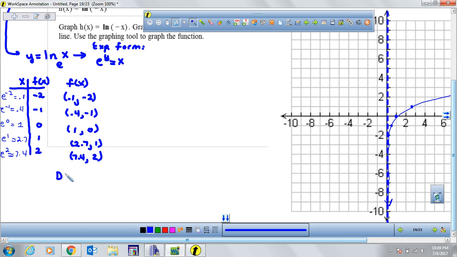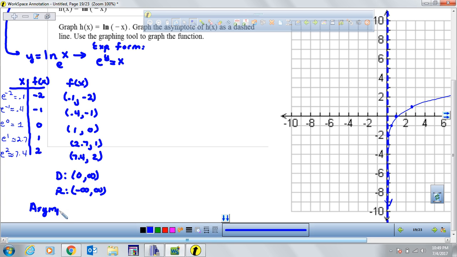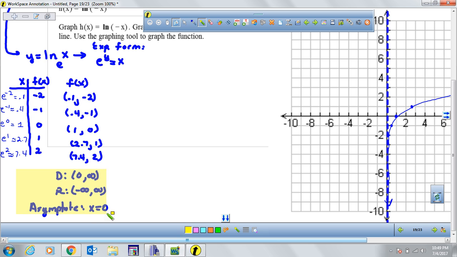So the domain of f of x is going to be from 0 to +infinity. The range of f of x, you see that it goes all the way down and then it goes all the way back up. So that means that it includes all of the values of y from negative to +infinity. And the asymptote of this function, it gets close to, but it never touches the line x equals 0, which is my y-axis. So that is for the function f of x.